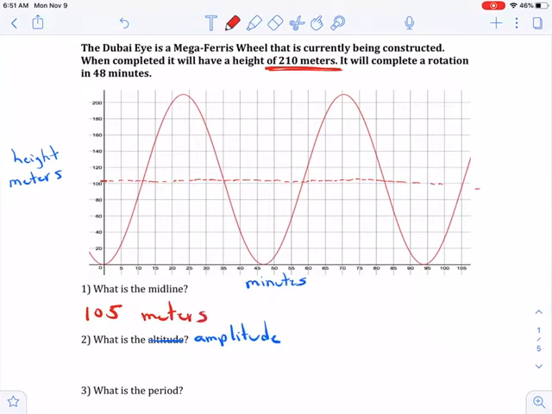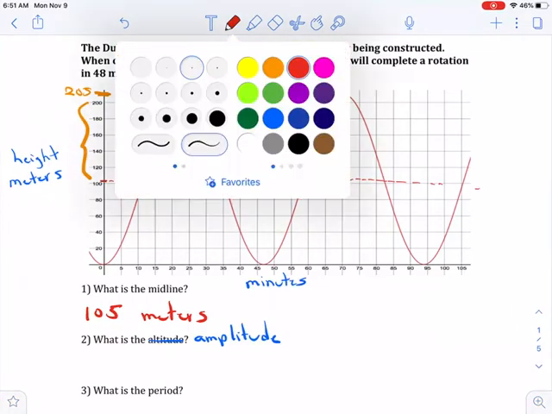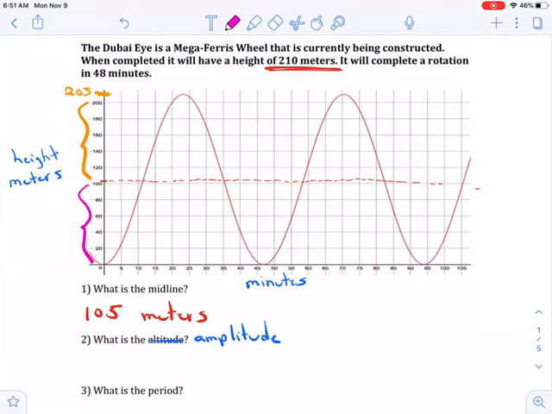The amplitude is the distance between the midline and maximum, or the midline and minimum. So if I know that my max is 210, this distance and this distance, let's go for pink, end up having that same value. So that's also going to be 105 meters in this case. And we can see that if we have something that starts at 0 and goes up to some value, then the midline and amplitude end up being the same.